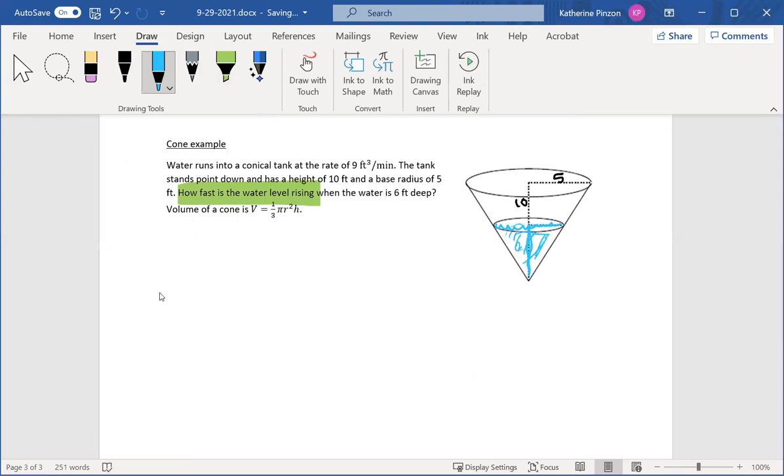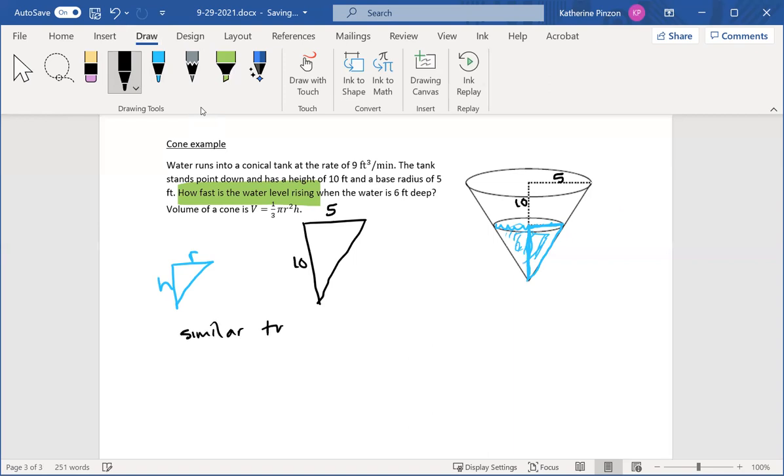What I want you to notice, though, is that the water part of the cone and the big cone make 2 triangles which are similar. Do you see that? There's this water cone here, which has a height and radius that we don't know at all. And then there's the big cone here, which has a height of 10 and a radius of 5. And these 2 triangles are similar.